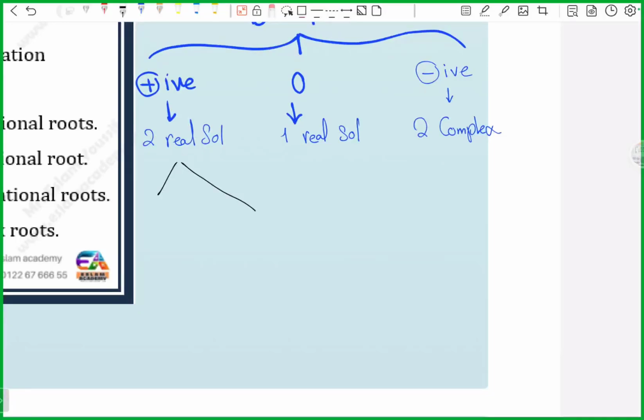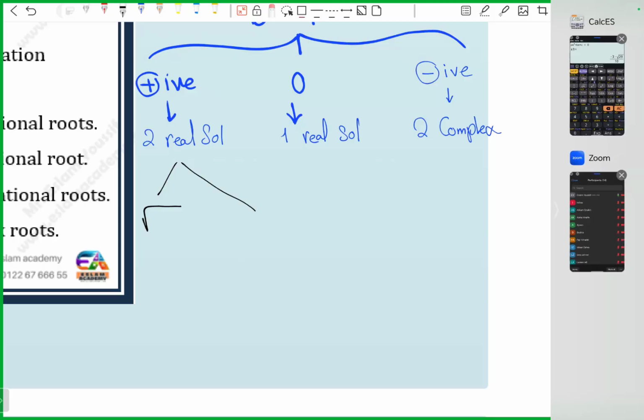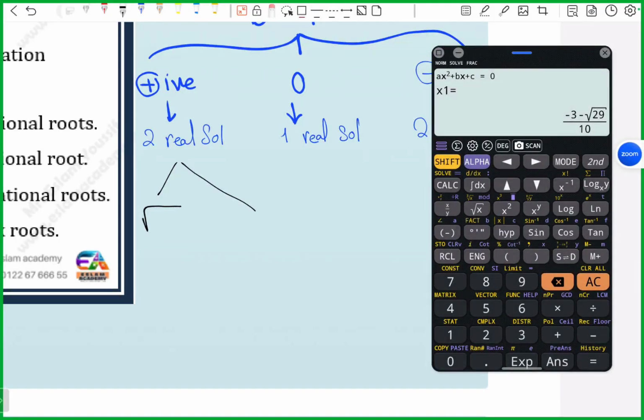Look at the number that you find. The number is positive. If you can find its square root, suppose the answer that you get here from b squared is 16. Can we find the square root of 16? Yes. If you can find it, it means perfect square. So it means we have two real solutions.